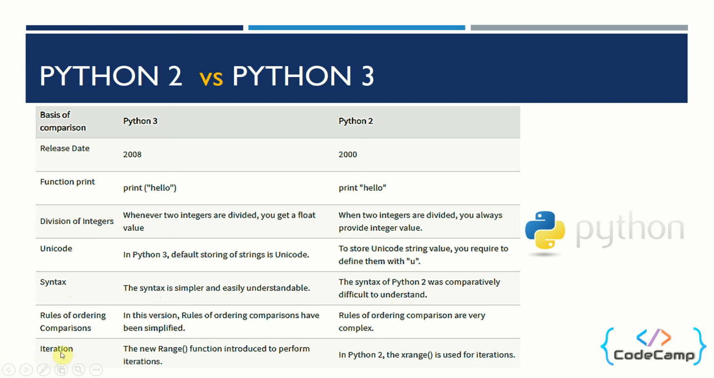Now, see the last point, iterations. We use the range function in Python 3, while in Python 2, xrange is used for iterations and looping, etc.